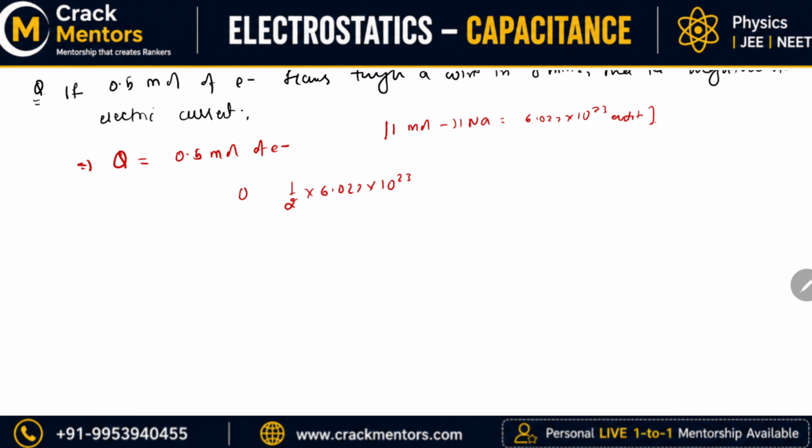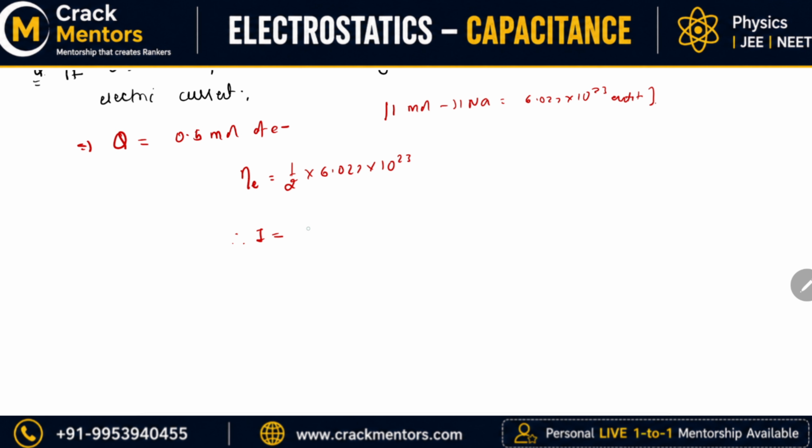Okay, this is the amount of charge. This is the number of electron. What is the value of current? Current is number of electron multiplied by the charge of each electron upon the time. So it's half, 3.011 into 10 to the power 23 into 1.6 into 10 to the power minus 19 upon the time taken.